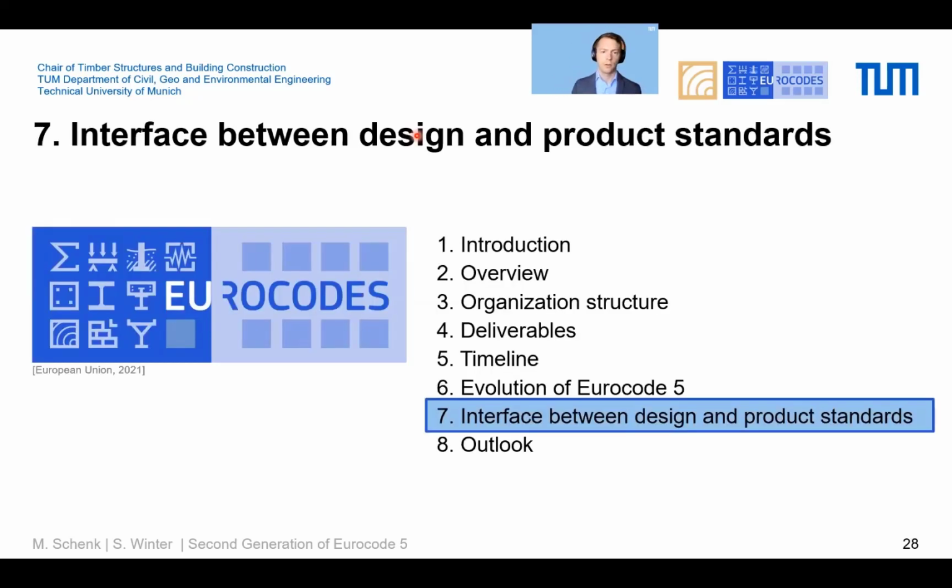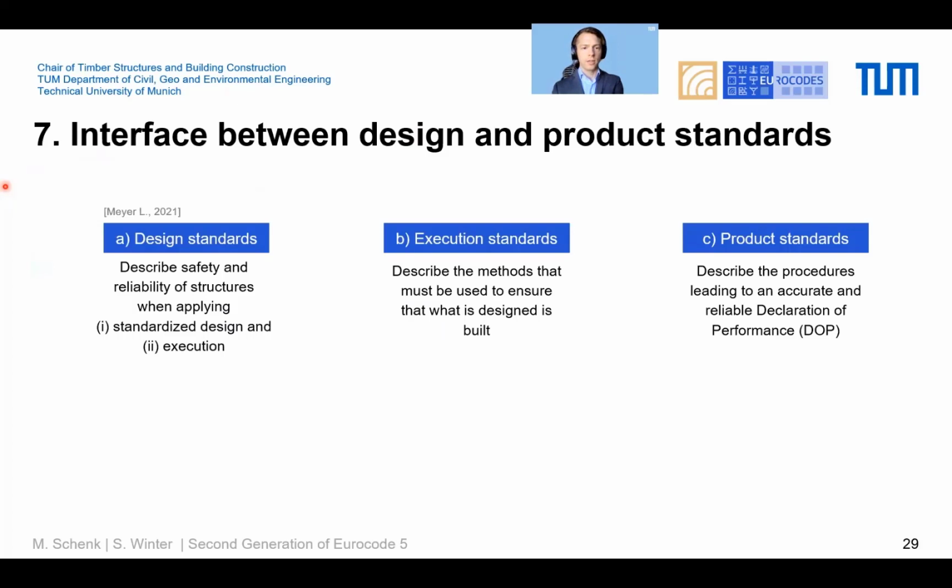Now let's zoom out to the big picture of the European construction sector again. Let's look to the interface between design and product standards. The standardization of the European construction sector is mainly built on 3 columns. The design standards, which describe the safety and reliability of structures when applying standardized design and execution. Execution is part of the execution standards. Execution standards describe the methods that must be used to ensure that what is designed is built. And finally, the product standards that describe the procedures leading to an accurate and reliable declaration of performance.